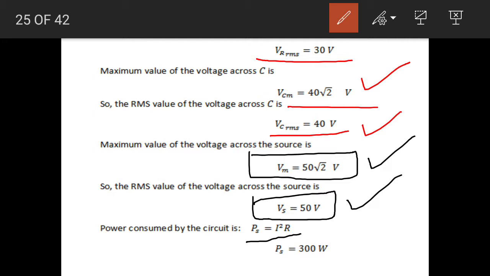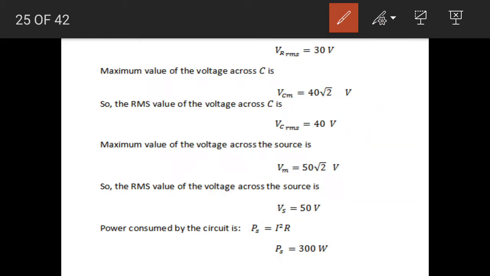Why? Because the inductor does not consume any power, the capacitor does not consume any power. We know that the power will be consumed by the resistor only, where I is the RMS value of the AC current, which is 10 ampere. So if we put the values on the right hand side of this equation, the power consumed by the entire circuit will be 300 watt. In other words, the power supplied by the source to the entire circuit will be 300 watt.